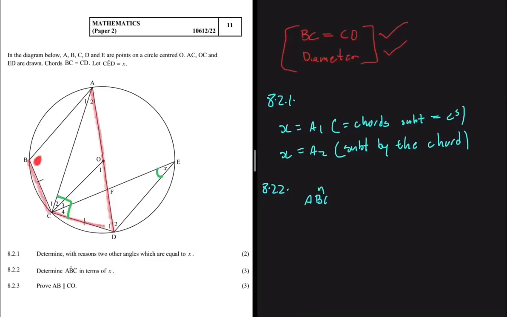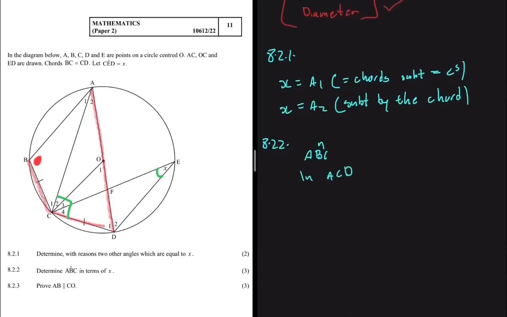Again, we should be able to find the size of angle ABC just sticking to the basics and the keywords we have. Let's regard triangle ACD. In triangle ACD, you will realize that A2 is x. So A2 plus this angle, which is 90 degrees, plus angle ACD plus D1, should be equal to 180 degrees, the sum of angles in a triangle. So now we have A2 is x, and then this angle is 90 degrees.